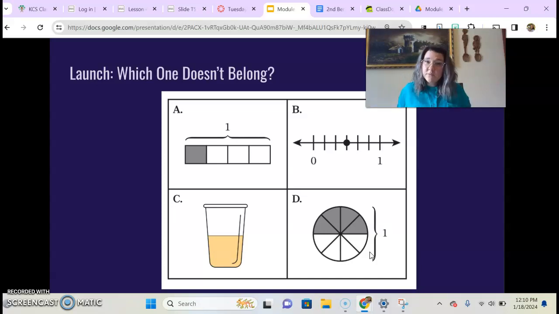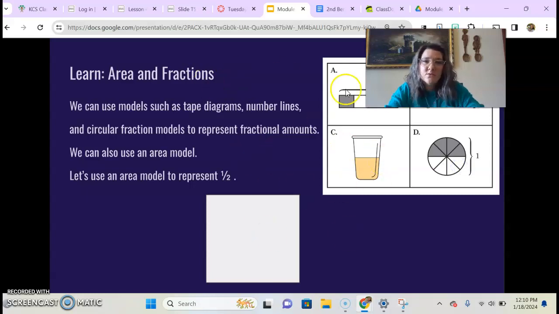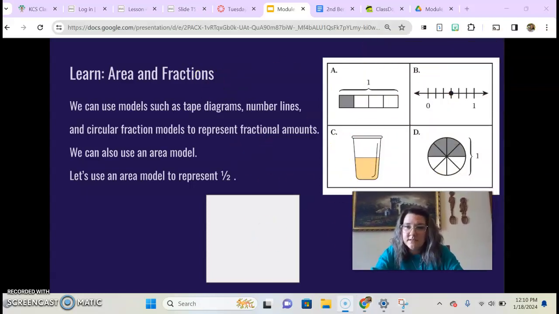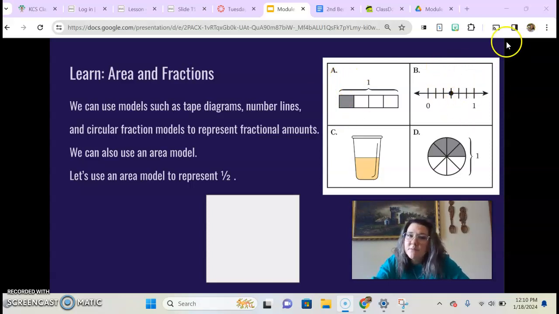Okay, now today what we're going to do is look at an area model. So we've seen tape diagrams, number lines. We've probably seen circular models before, if not in 4th grade, definitely 3rd grade. But we can also use an area model to represent fractions. So if you had a square such as this area right here, how would you use that to model 1/2?